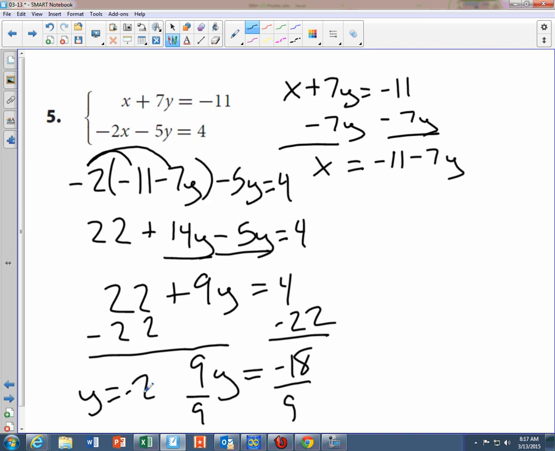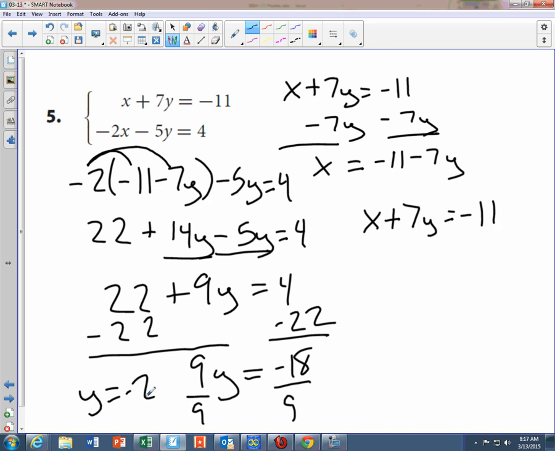Substitute the value for the variable into either original equation and solve for the variable. So substitute what we solved for into any original equation and solve. Does the first one or second one look easier? I guess the first one because of that x, maybe. So we're going to use x plus 7y equals negative 11.